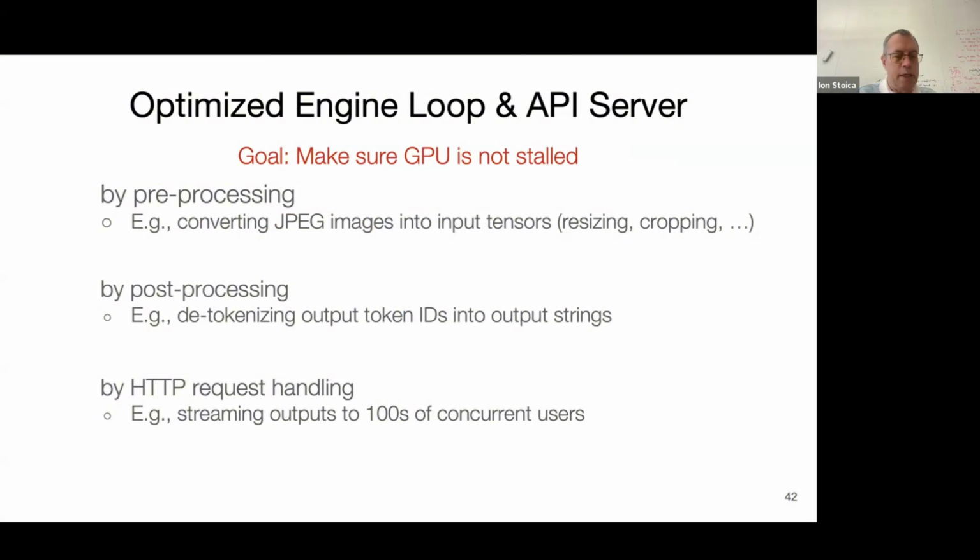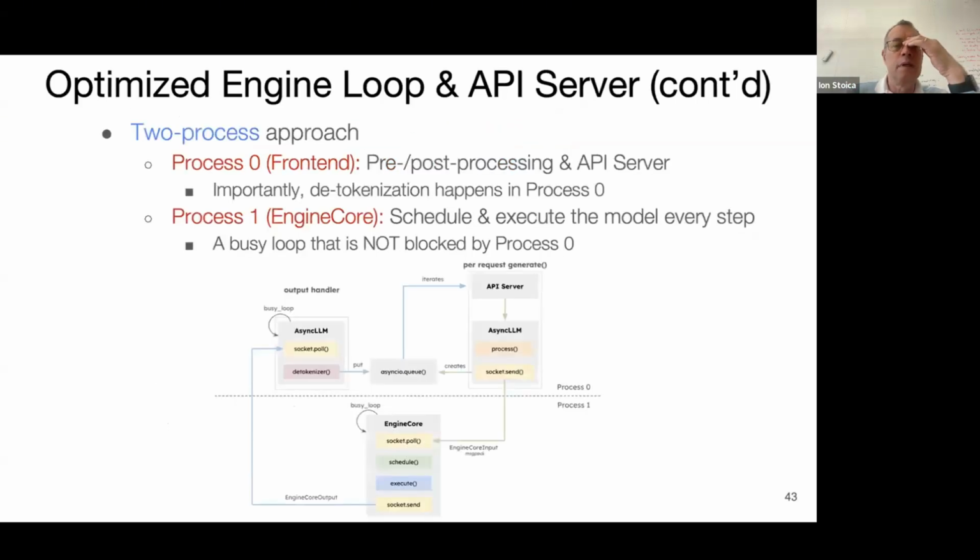So basically, you are going to do all this work on the CPUs, and you are going to invoke the GPU. So it happens sequentially. The solution here is, obviously, a trivial one. You have two processes. One process for the front end to handle all this pre-processing and post-processing, API servers or HTTP processing, and then process one to handle the actual inference, right?